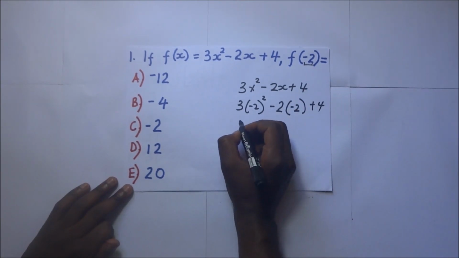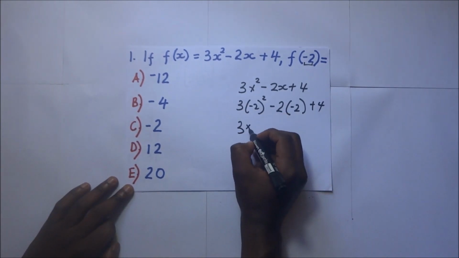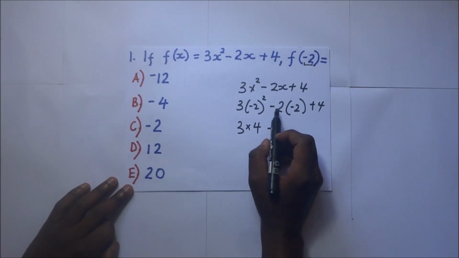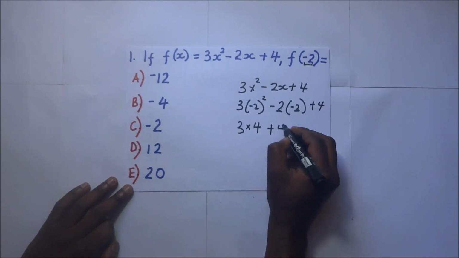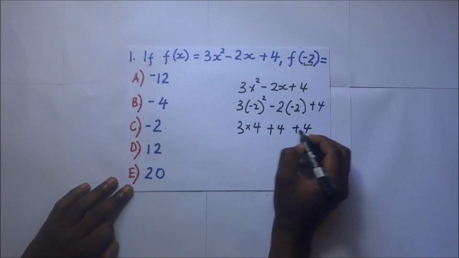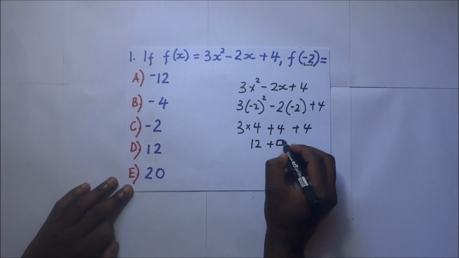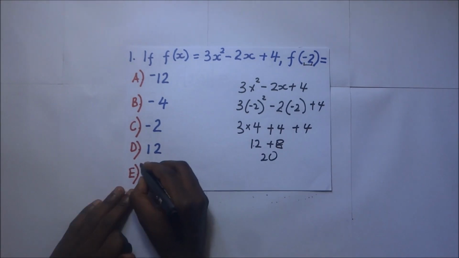This is going to become 3 times -2 squared, which is 4, so it's 3 times 4. Then -2 times -2 is +4, so we shall simply say plus 4, then plus 4. So 3 times 4 is 12, plus 4 plus 4 is 8. 12 plus 8, the answer is 20. So our answer is E.